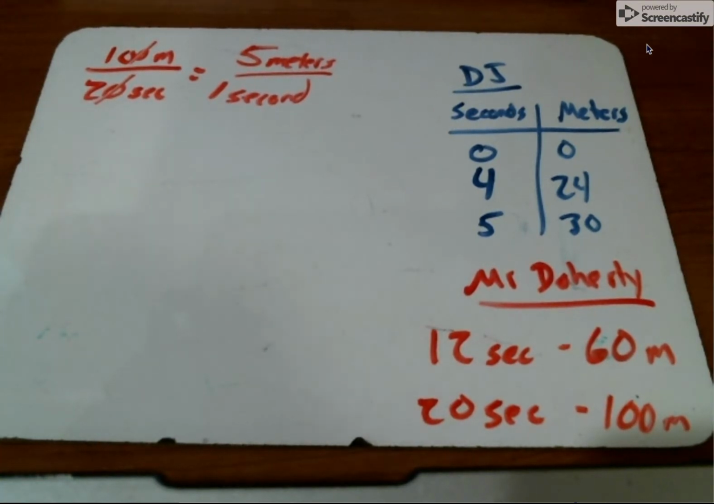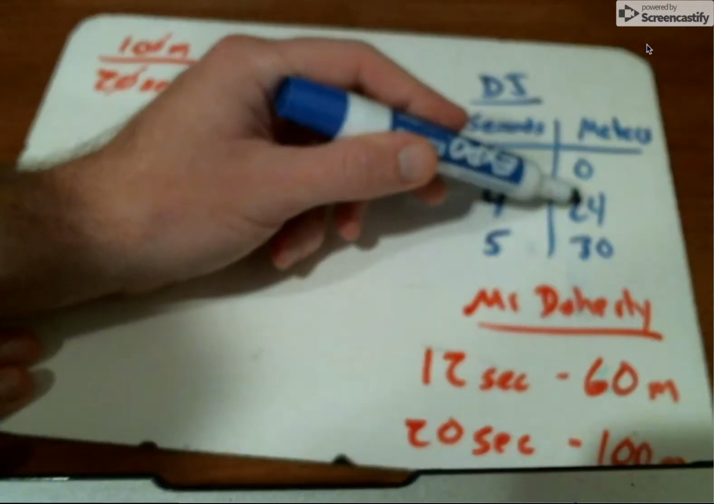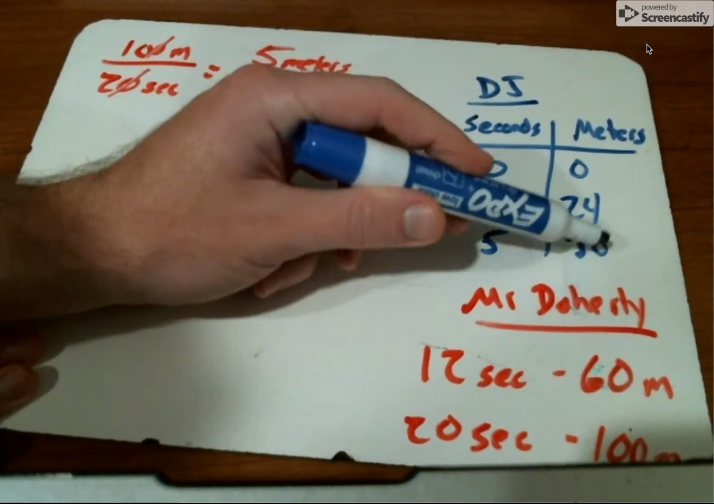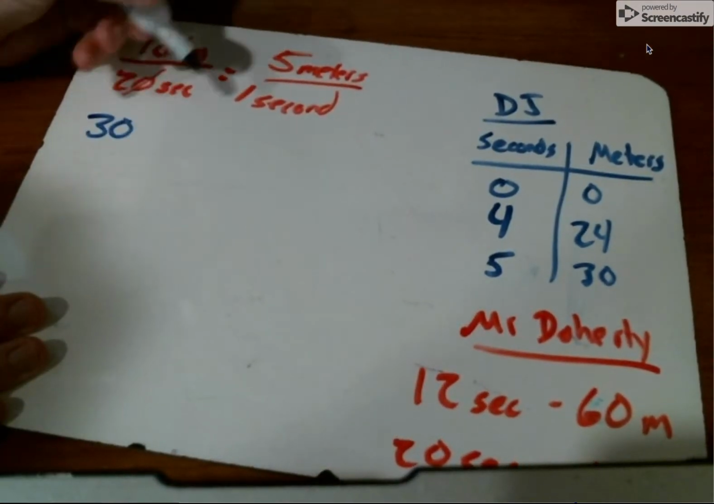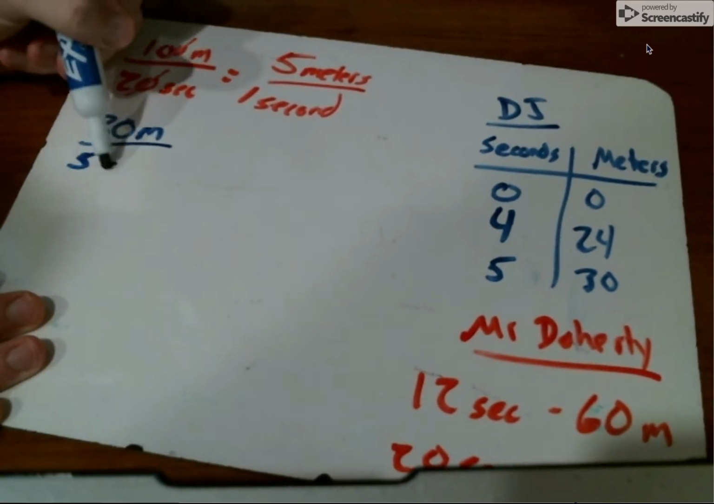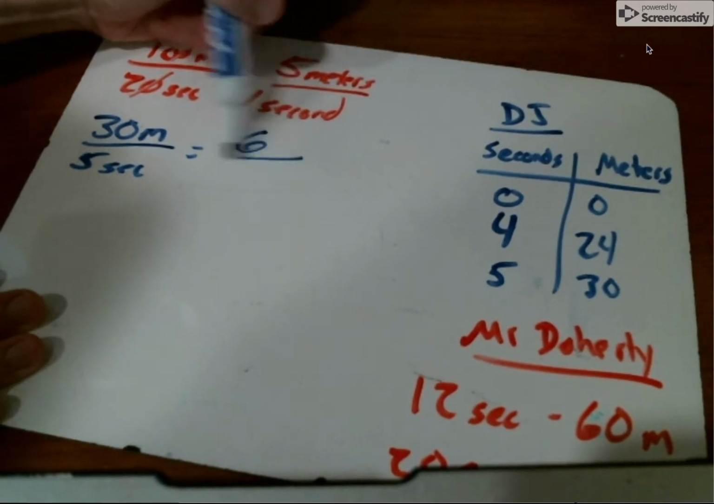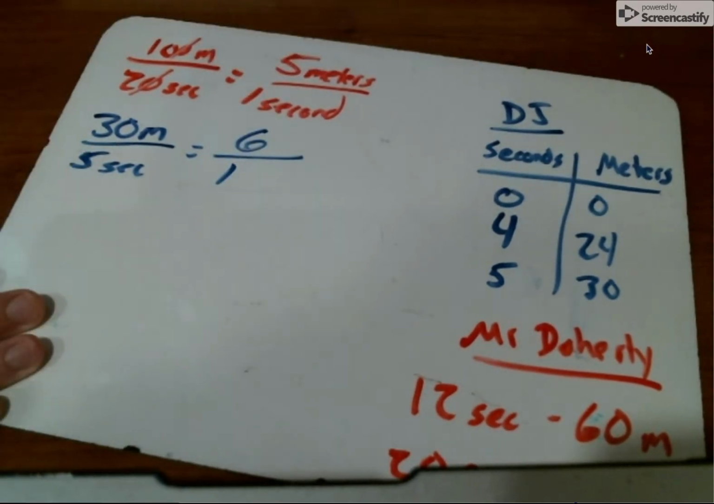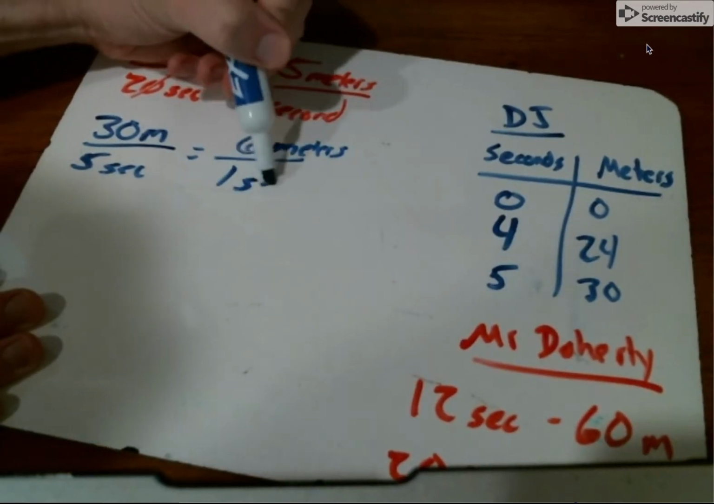And then in DJ's case, the data point I'm going to pick is a little easier to work with than 4 and 24. Yeah, 24 divided by 4 would give 6, but I see 30 divided by 5. I always like to divide by 5s and 10s when I can. 30 meters every 5 seconds tells us that DJ is running 30 divided by 5, which is the same thing as 6 over 1. DJ is running 6 meters every 1 second.